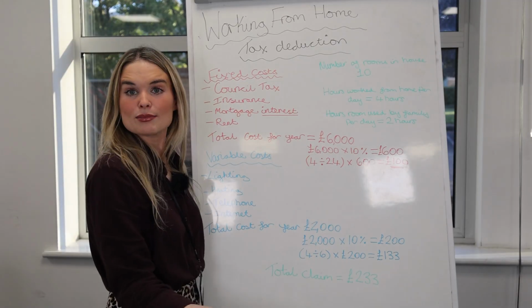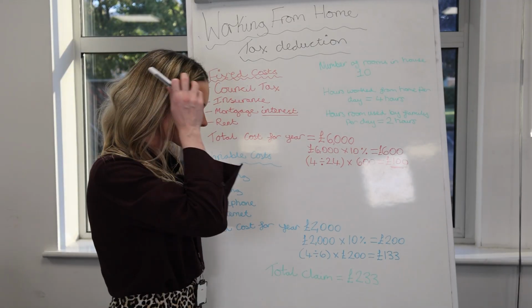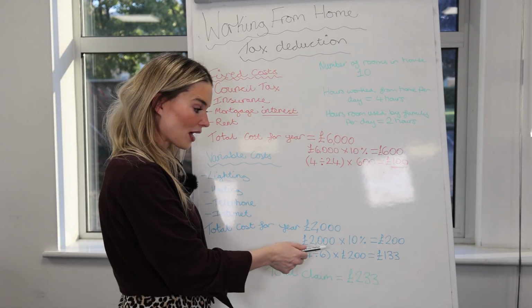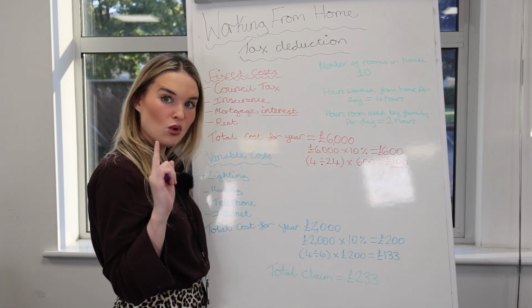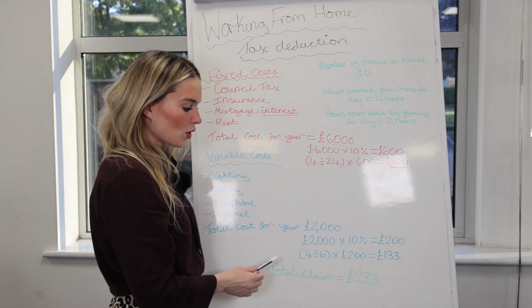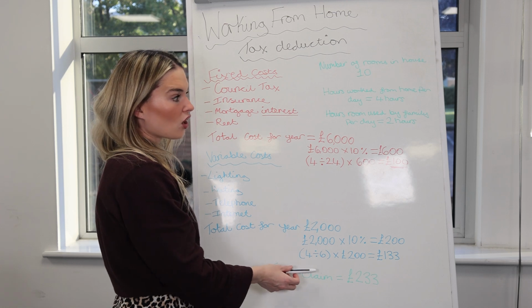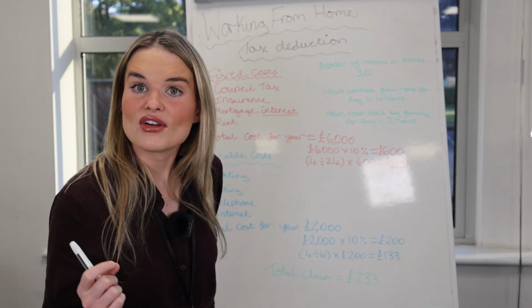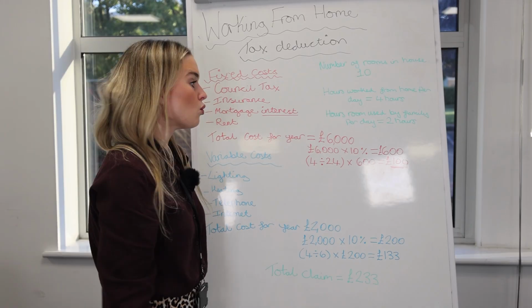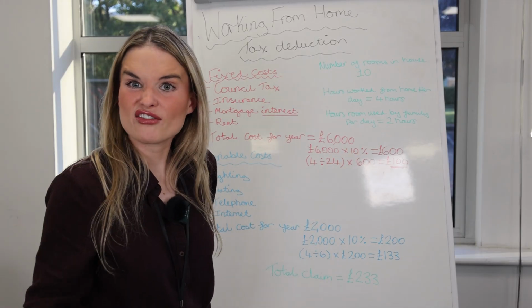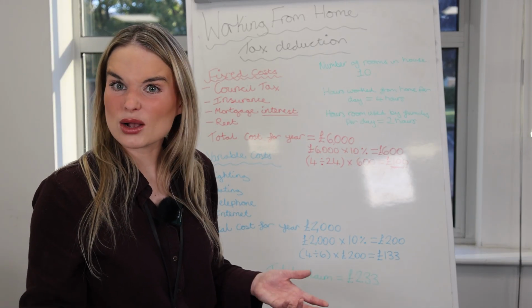So I've got £2,000 a year of variable costs. So I'm going to do 2,000 times 10% because we've got 10 rooms in our house. We're using one of them rooms. Then the variable costs are going to be apportioned out by the amount of hours that we use the room. So 4 hours a day, I'm using it for work. 2 hours a day, I'm using it for family. So I'm using it a total of 6 hours a day.